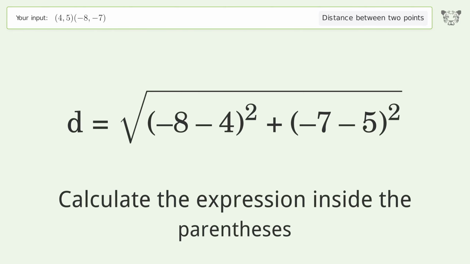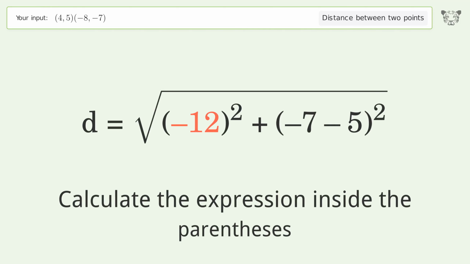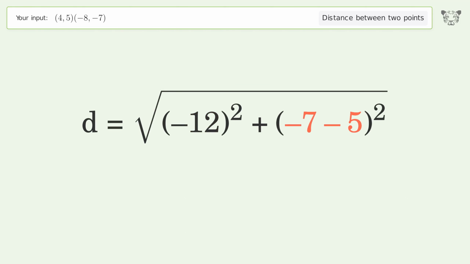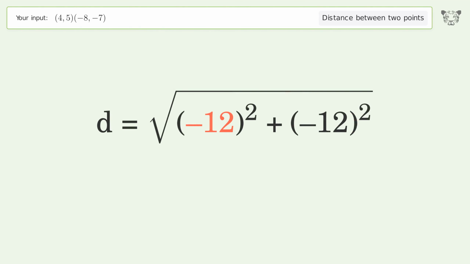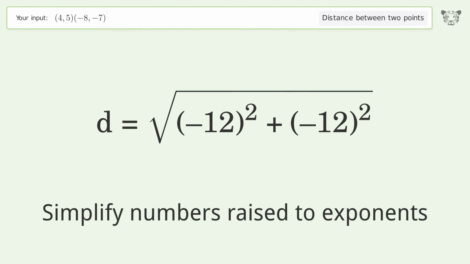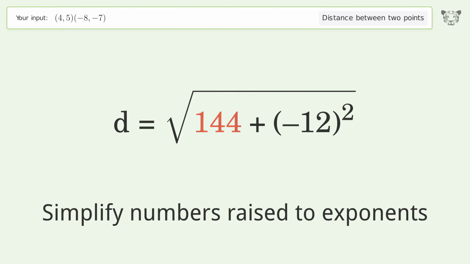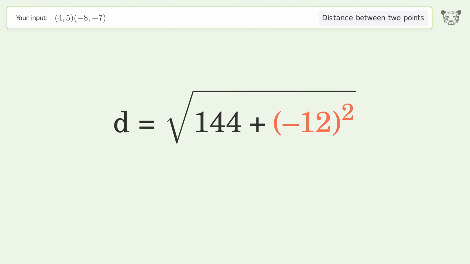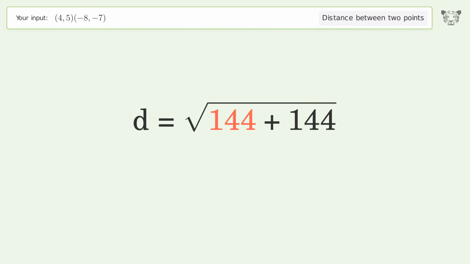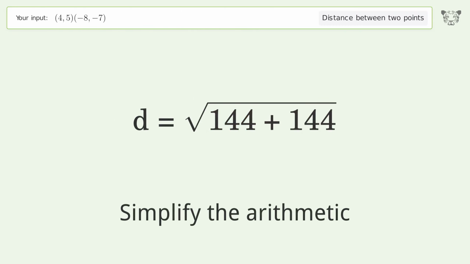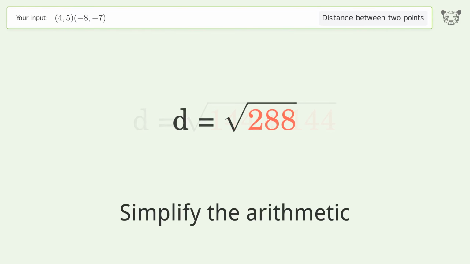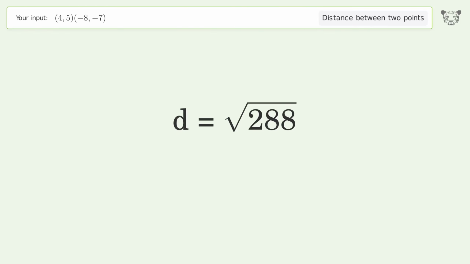Calculate the expression inside the parentheses. Simplify numbers raised to exponents. Simplify the arithmetic. And so the distance between the 2 points is the square root of 288, or 16.971.